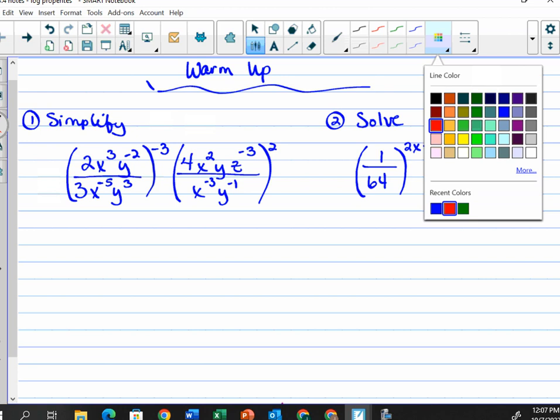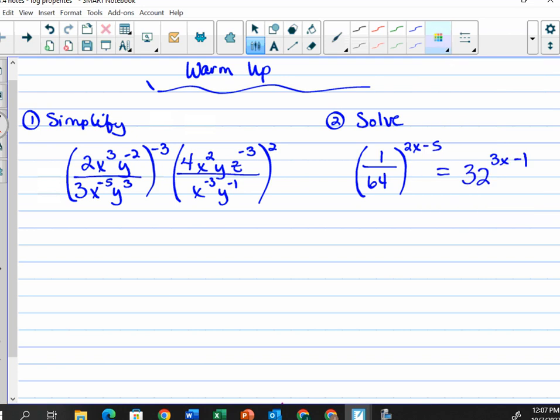All right, guys, let's look at these. Okay, the first one, I would definitely simplify in the parentheses first, then deal with the exponent outside, and then finally deal with multiplying them together. So this first one, I'm going to leave the 2 and 3 alone to start with.